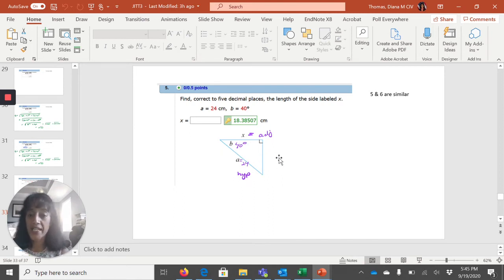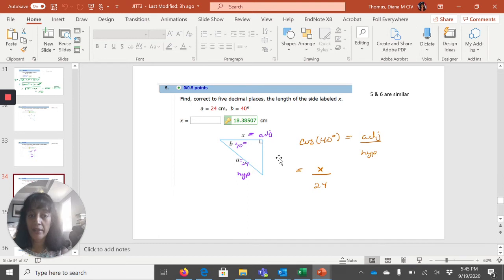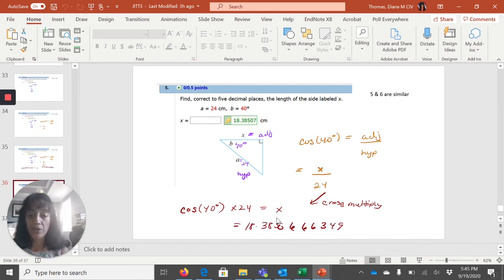And so that's adjacent over hypotenuse, which is cosine. Cosine's adjacent over hypotenuse. So cosine of 40 degrees is adjacent over hypotenuse. I replace the adjacent with x. I replace the hypotenuse with 24. If I cross multiply both sides, I get 24 times cosine 40 is equal to x.